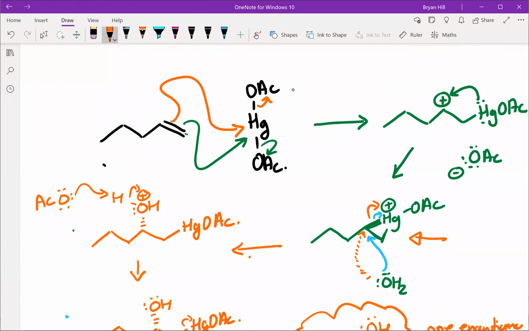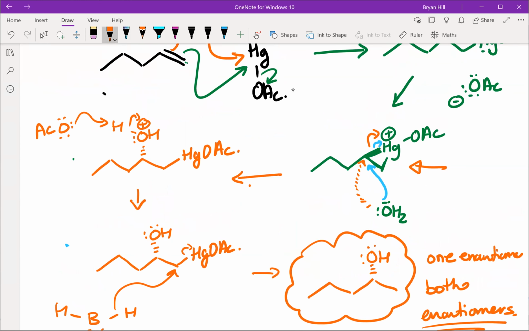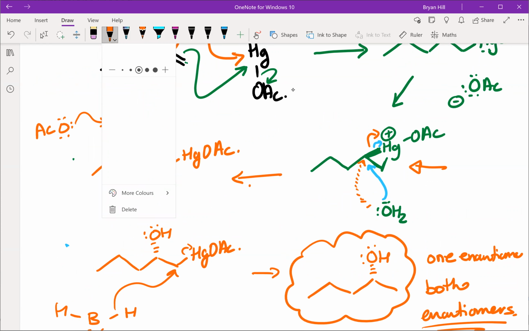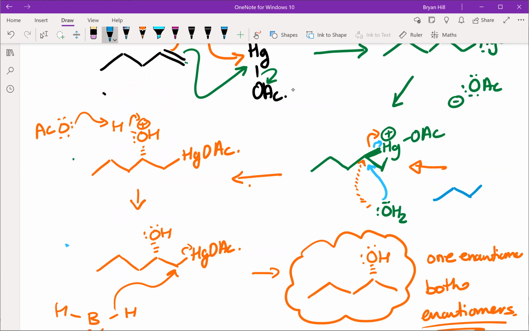During this first attack of the double bond on the mercury, I drew this up just because there's nothing stopping us from having this mercurium ion formed as well. If I had this mercurium ion, because that double bond's flat, right? So the mercury can be attacked from the top or the bottom. So you could get both of these. Both of these mercurium ions would be formed.